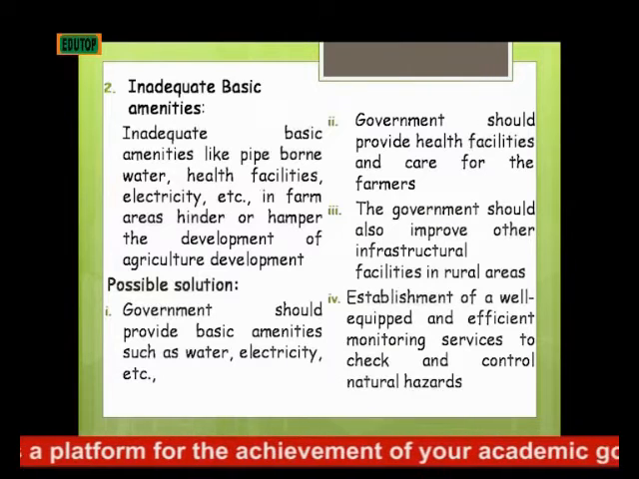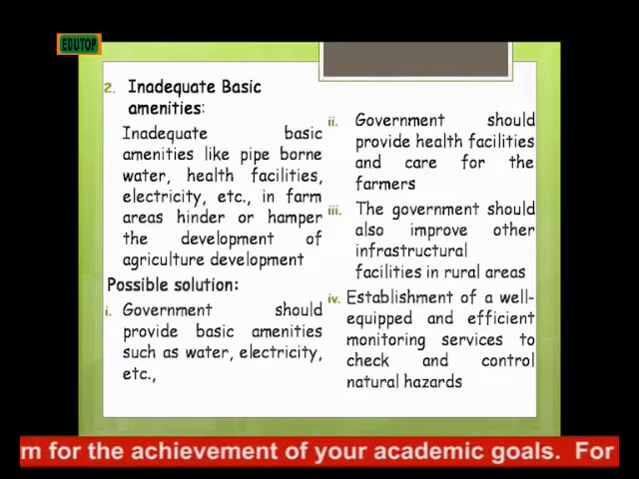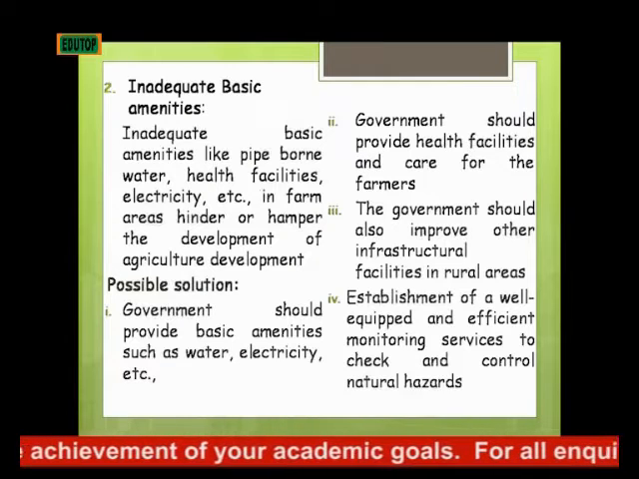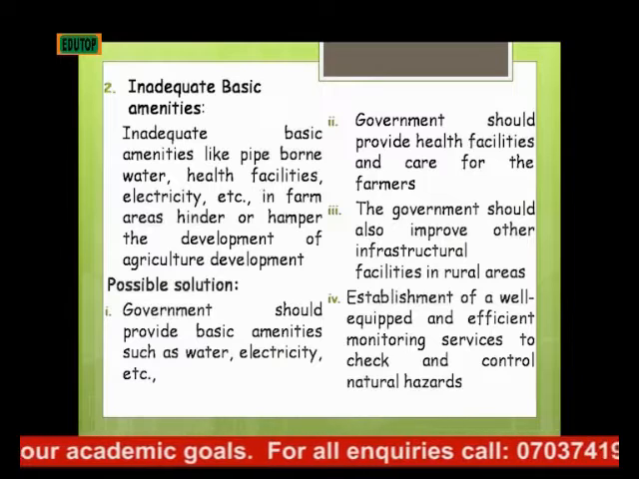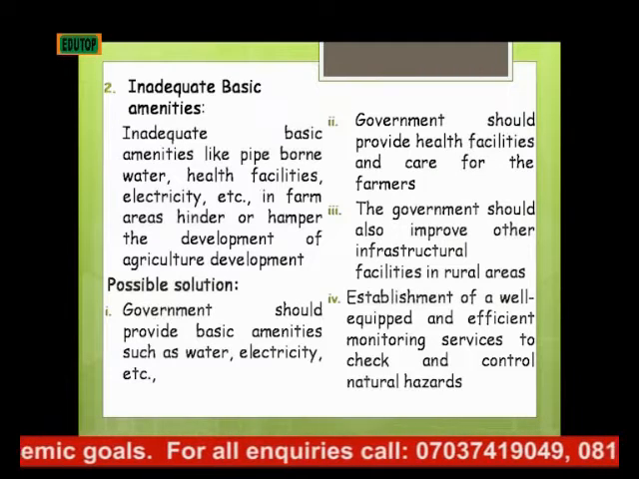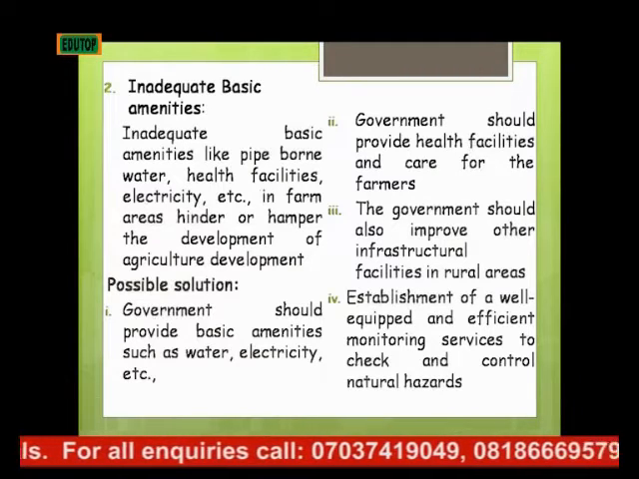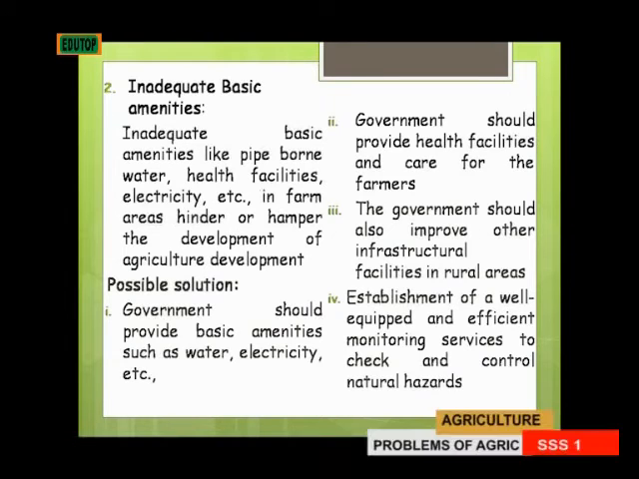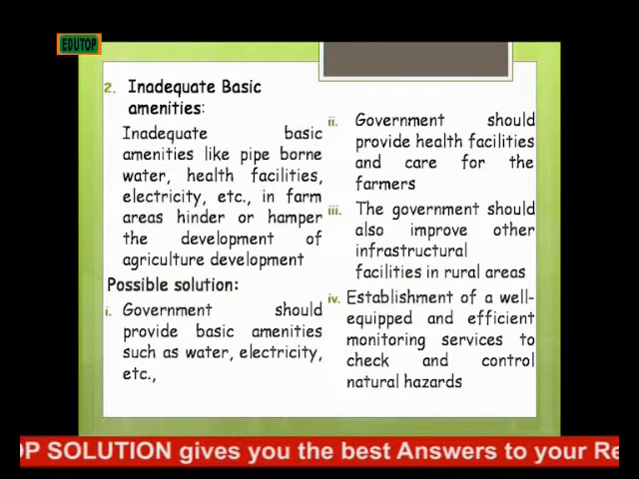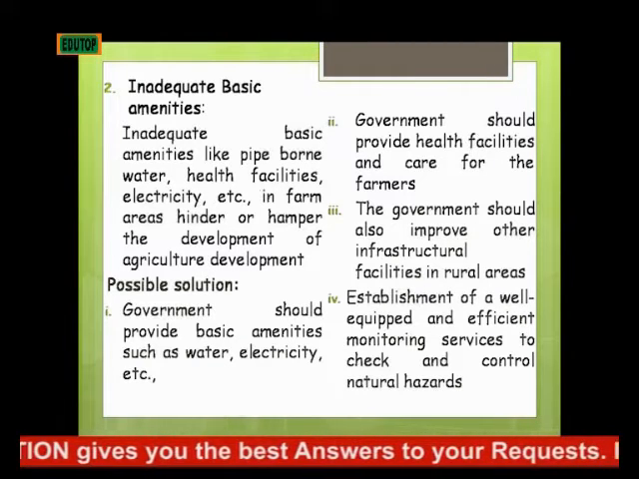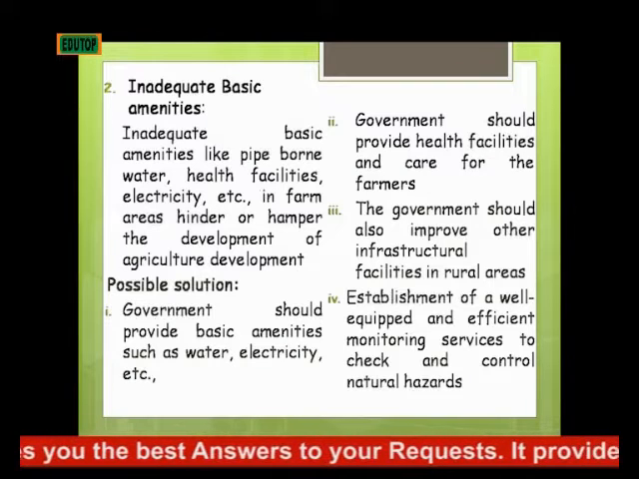If the farmer should die, that means that is the end of the production on his farm plots. Also, pipe-borne water. If there's no good water for the farmer to drink, the farmer can contract waterborne disease. And once the farmer is sick, he won't be able to go to farm to produce.